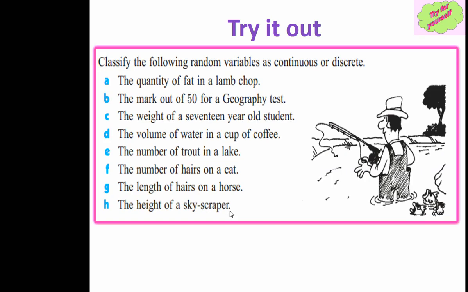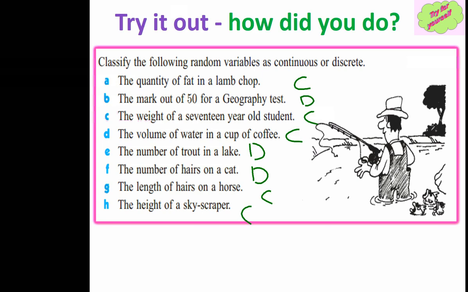Okay, so try these out. Feel free to pause these. And so I'd say pause the video now and try classifying the following random variables as either continuous or discrete. You can use a C for continuous and a D for discrete. So pause and then check your answers. Okay, so hopefully you've paused and you've worked it out yourself. Now see how you went.